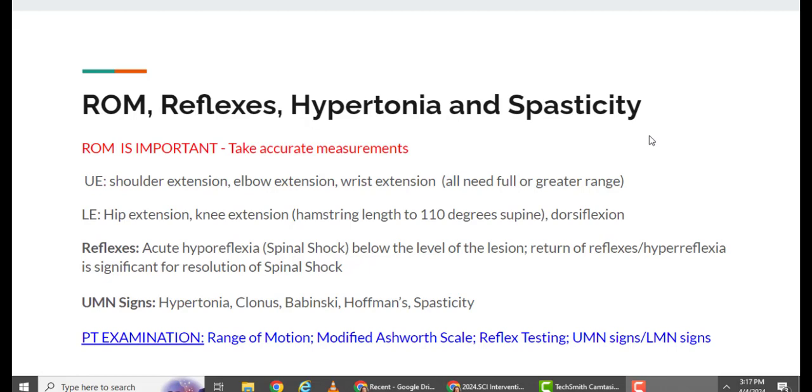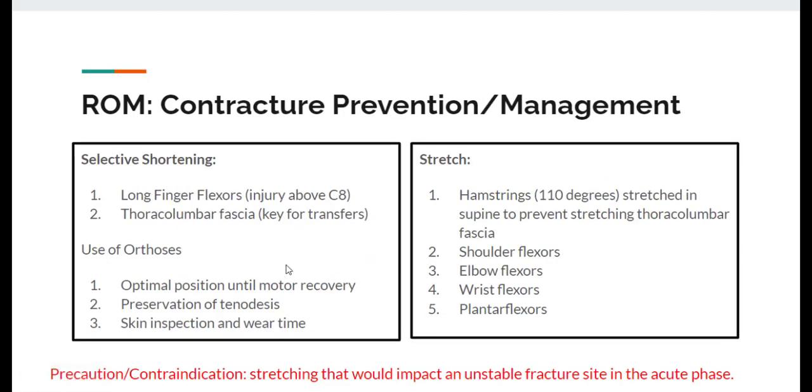Okay, so these are all things that we learned about, and you should be well versed in how to do them: range of motion and the modified Ashworth scale, reflex testing, and looking at the difference between upper and lower motor neuron signs.